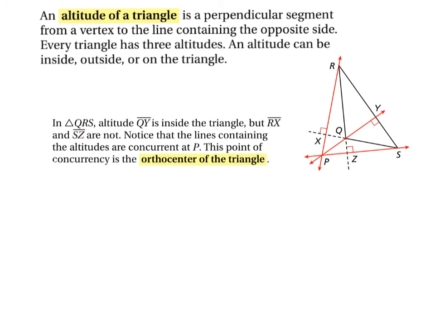So in this triangle, QRS, it's not the red triangle, it's this black triangle right here. The altitude QY is inside the triangle. But RX and SZ are not. Notice that the lines containing the altitudes are concurrent at P. This point of concurrency is called the orthocenter of the triangle.